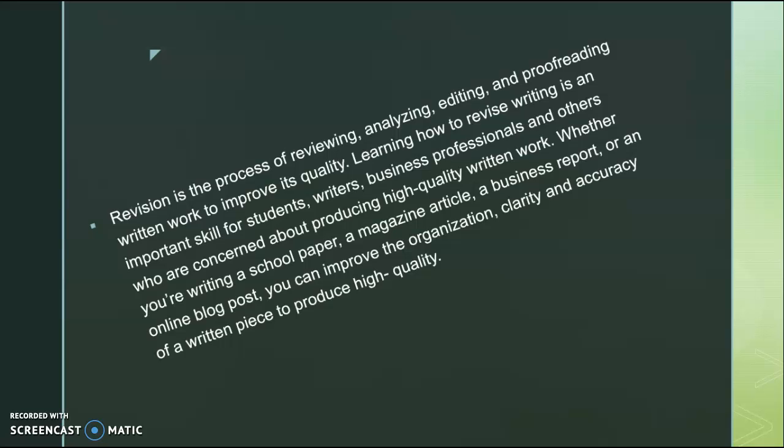Revision is the process of reviewing, analyzing, editing, and proofreading writing work to improve its quality. Learning how to revise writing is an important skill for students, writers, business professionals, and others who are concerned about producing high quality writing work. Whether you're writing a school paper, a magazine article, a business report, or an online blog post, you can improve the organization, clarity, and accuracy of writing pieces to produce high quality.